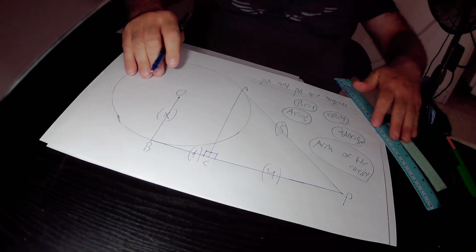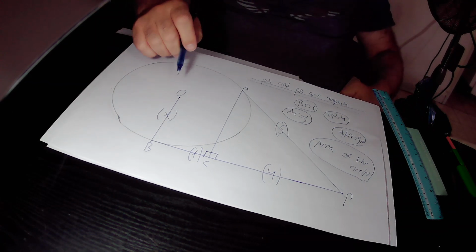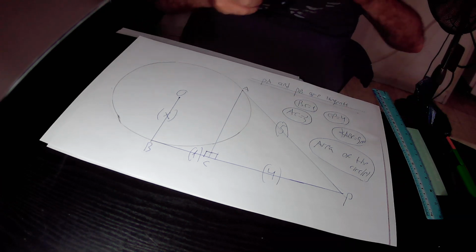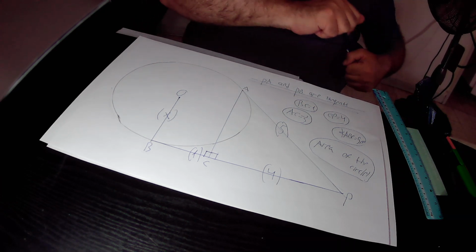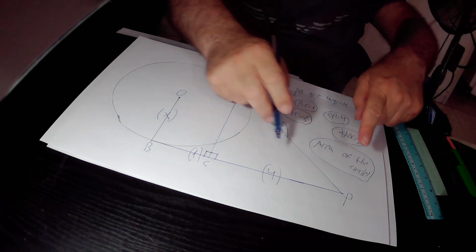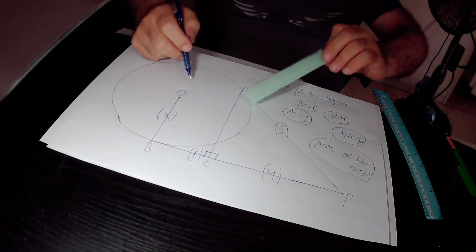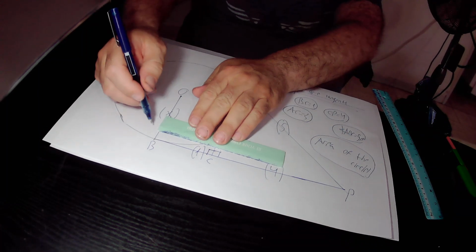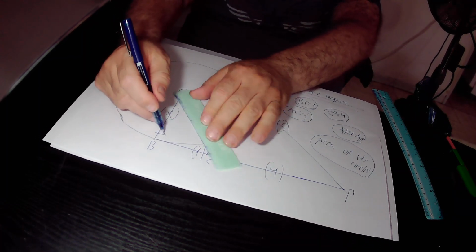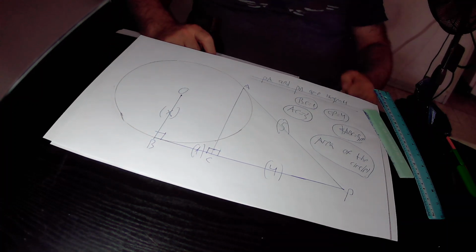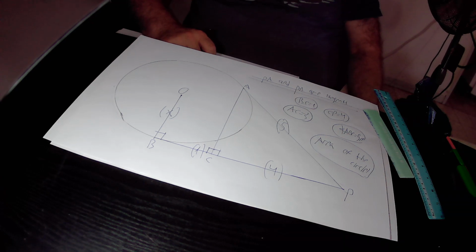Here we can implement rule 1. Why? Because we have the radius OB that is drawn to point B, that is the point of tangency of tangent PB with this circle. And whenever you have a radius that is drawn to the point of tangency, then tangent PB will be perpendicular to the radius BO. If PB is perpendicular to BO, it means that this angle equals 90 degrees according to rule 1.